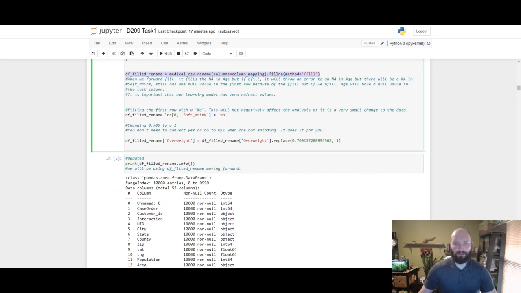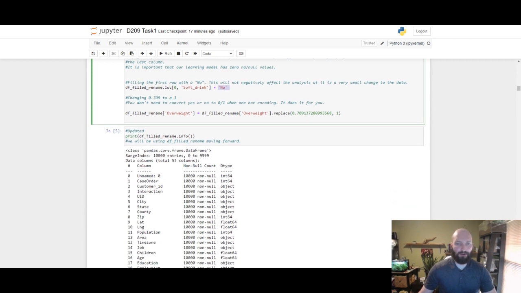Since we forward filled and that took care of the missing age, we still had the missing data point in soft drink. So I just took that and made it a no. Since it's so small, you could have gone either way, and I don't think it would have mattered. I could change this to a yes, and I don't think overall it would have changed the analysis. And for overweight, there were some that had 0.709, so that was changed to a 1. Again, you could have made that a 0, but I felt since there is some data in here and there was no further clarification in the data dictionary on what that was, I just made it a 1.